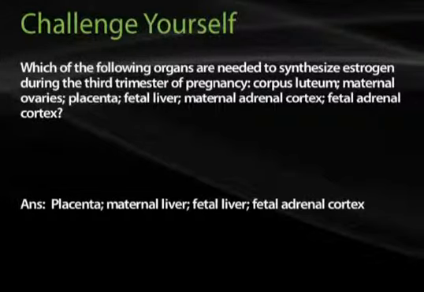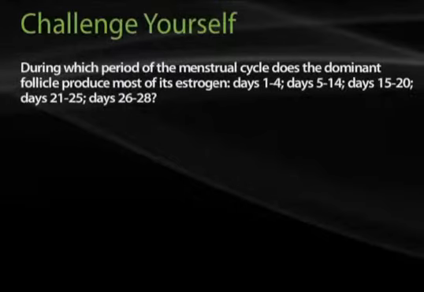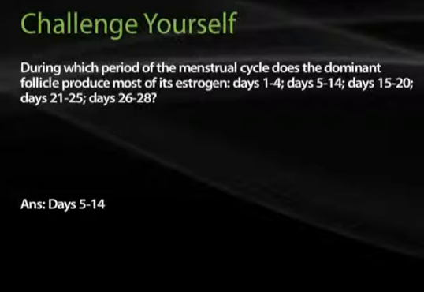Question 6. During which period of the menstrual cycle does the dominant follicle produce most of its estrogen? Days 1 through 4, 5 through 14, 15 through 20, 21 to 25, 26 to 28. The answer is days 5 through 14.